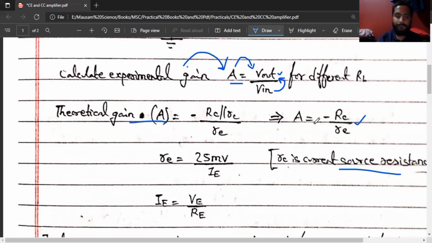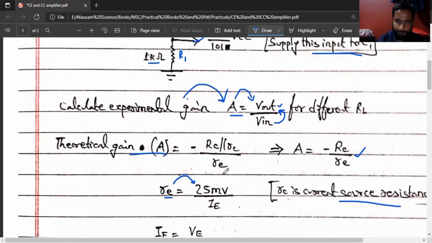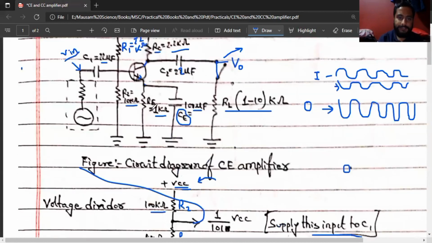We cannot take out this theoretical gain easily because we don't know the value of RE. Now what do we mean by RE, and how can we take it out? RE has a certain formula: 25 millivolt by IE. IE means emitter current, the current which flows from the emitter. I can write here IE. So how do we take out this IE? We have some problem taking out the IE which passes through this point. So for this purpose, we'll take a multimeter and measure the voltage across this resistor.